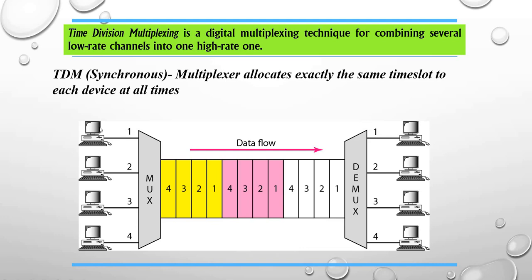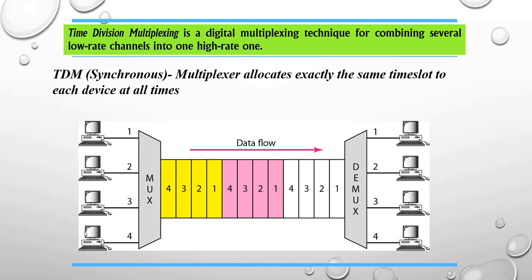The next one is time division multiplexing. It is a digital multiplexing technique for combining several low rate channels into one high rate one. There are two types of TDM: synchronous time division multiplexing and asynchronous time division multiplexing. In synchronous time division multiplexing, we have different frames. Each frame will contain time slots, and the number of time slots will be equal to the number of input lines.